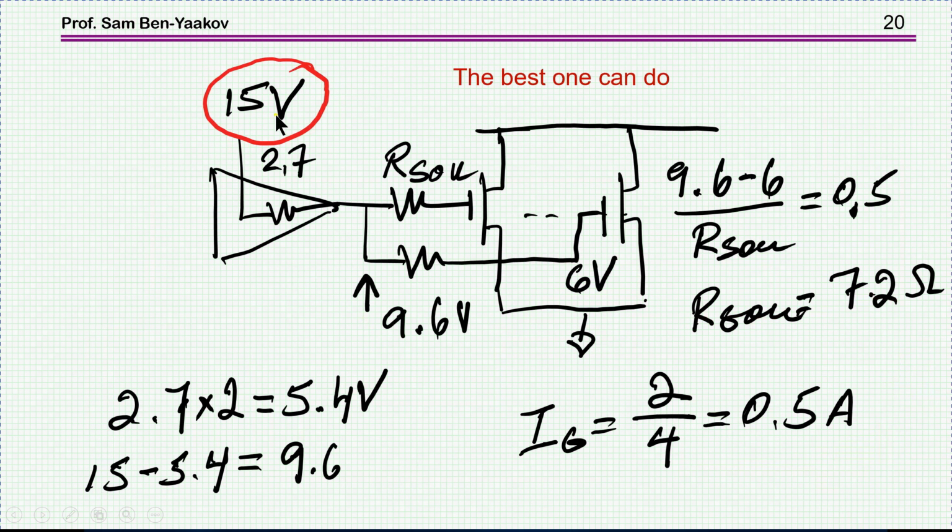If I increase the voltage to 15 volt, the voltage here now increases because, again, this is 2 amp times 2.7, it's 5.4 volts. And therefore here we have 9.6. And then we have here 6 volts, so we have 3.6 volts, which is pretty good. And therefore I can find that in this case I need a resistance of 7.2 ohm, each one here, and then I'm going to have a total of 2 amp here and 0.5 amp to each transistor, which is again using or utilizing the driver to the utmost.